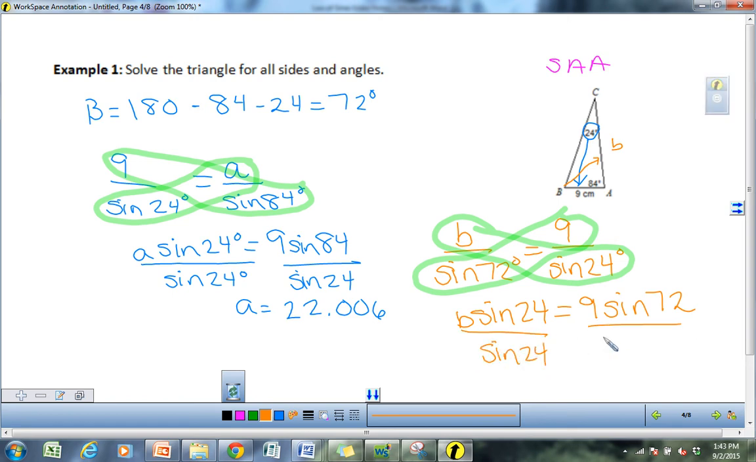Divide by sine 24. And again, I'm going to put this right in my calculator. So B equals, I'm going to do 9 sine 72. Enter, divided by sine 24. And make sure you're in degree mode, and I get 21.044. So now I have all of the pieces of information that I need.